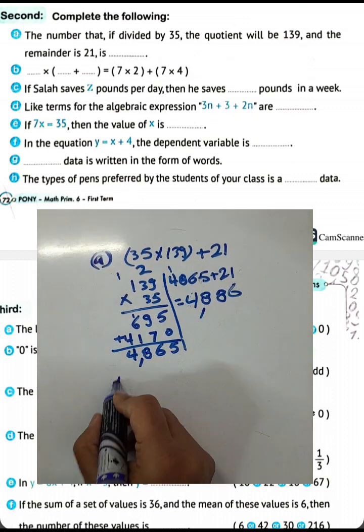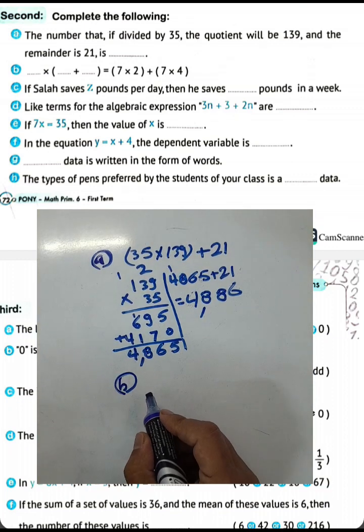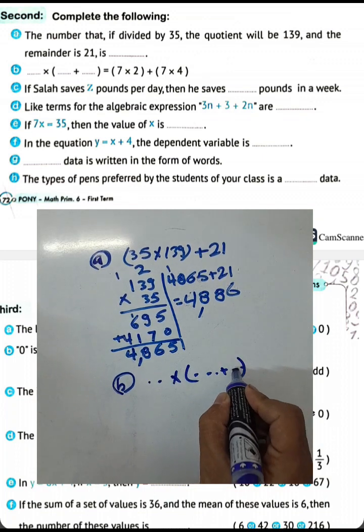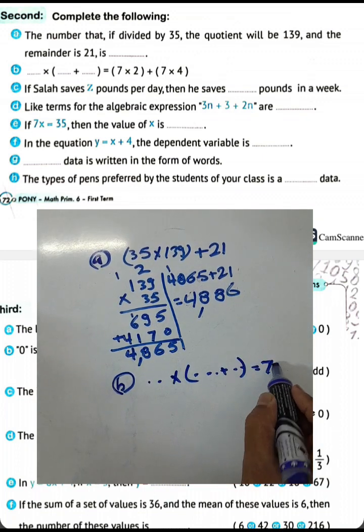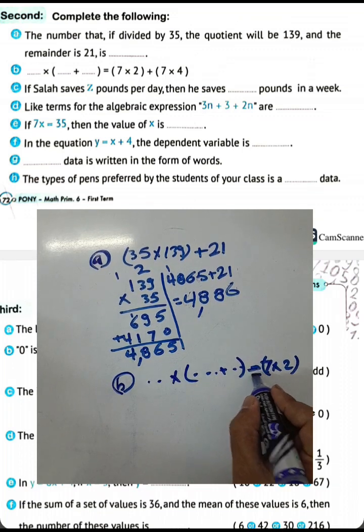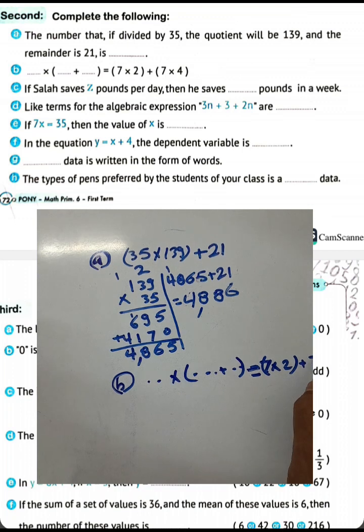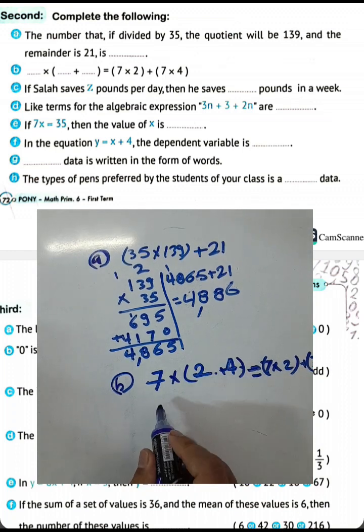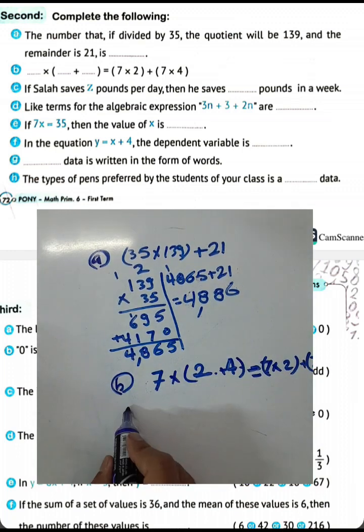Question letter B, blank multiplied by blank plus blank equals 7 times 2 plus 7 times 4. We have 7 here outside, and write 2 and 4 using the distributive property.